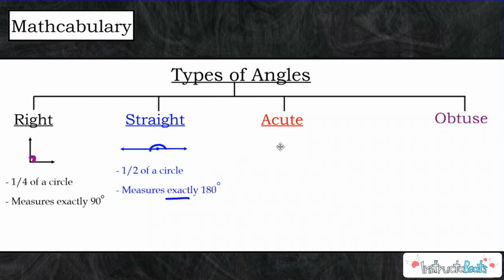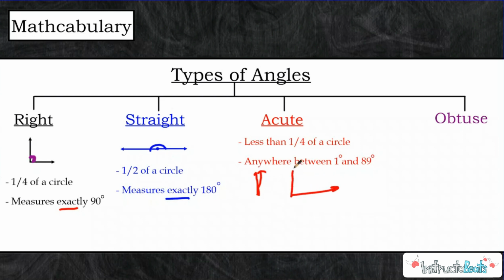Next, we have a little acute angle. The right and the straight angle had to be exact. This is just any angle that's less than 1/4. So it could be 1 degree, which we learned in our last video lesson. You could probably not even really see the space in between it. Or it could be 89 degrees, which almost looks exactly like a right angle. It's just 1 tiny degree less than 90. So it could be an angle that's kind of in the middle like that. As long as the space between is less than 1/4 of a circle, we call that an acute angle. Anywhere between 1 and 89.